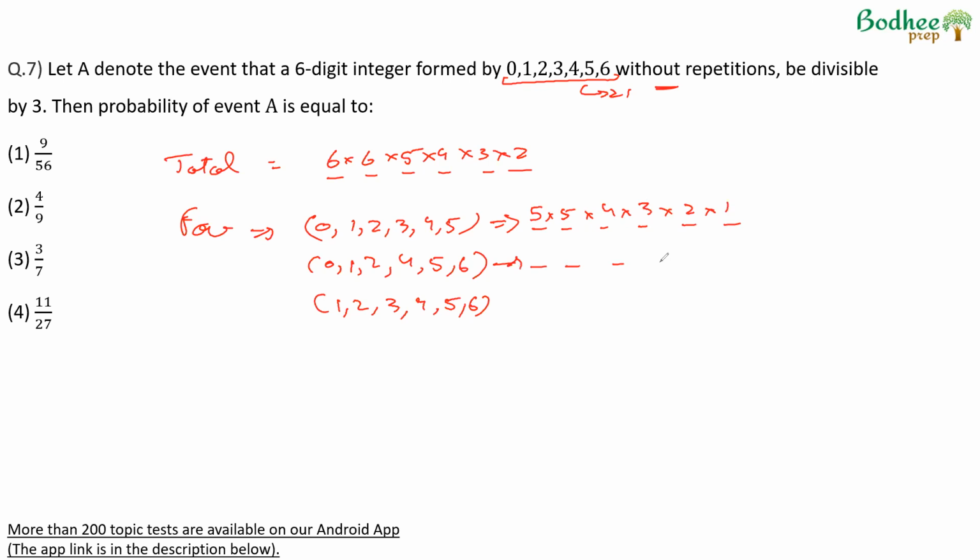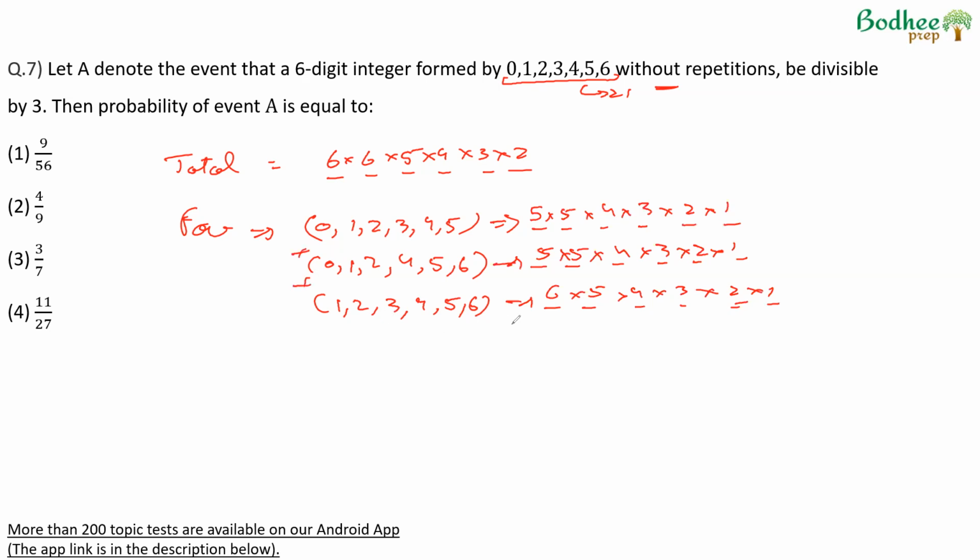Similarly here 1, 2, 3, 4, 5, 6. 0 cannot come in the first place. 5 into 5 into 4 into 3 into 2 into 1. Here there is no such problem. 6 into 5 into 4 into 3 into 2 into 1. 1, 2, 3, 4, 5, 6.